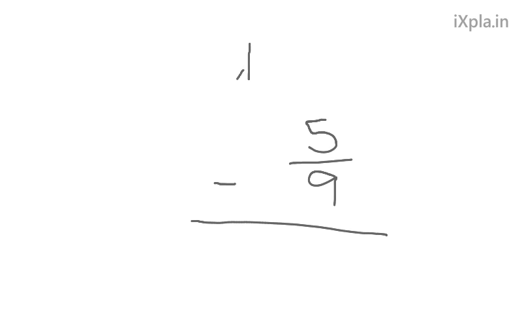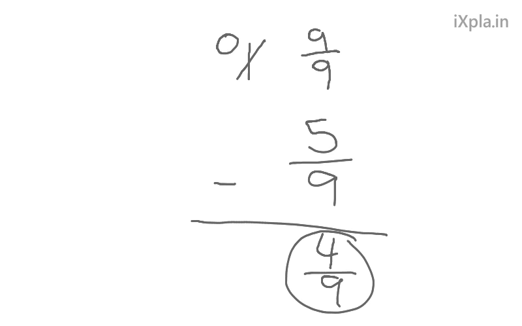We need to borrow from the 1. It becomes 0. We've borrowed 1, but we're not going to just write 1. We're going to write it in the form of a fraction. To add or subtract fractions, we must have common denominators. So since we have a 9 as a denominator, we're going to make our 1 9 over 9. Remember, any number over itself equals 1. And so now we have 9 over 9 minus 5 over 9. And that gives us 4 over 9. And that will be your answer.